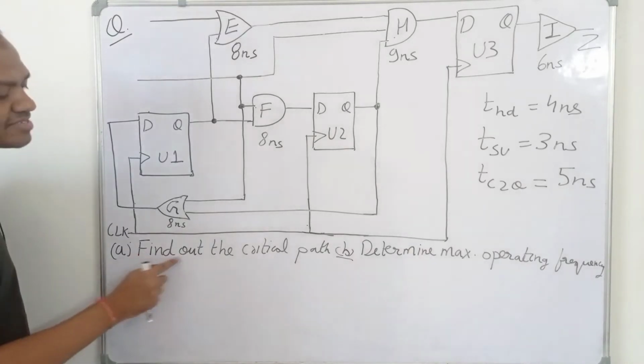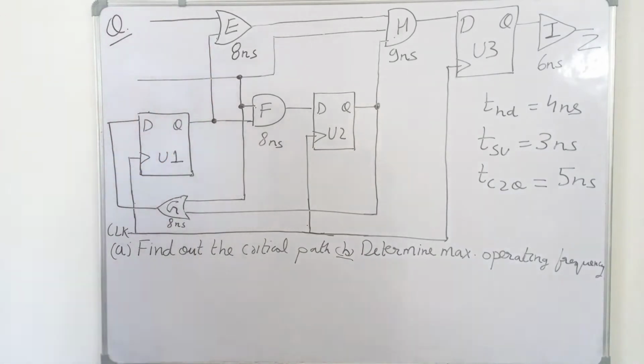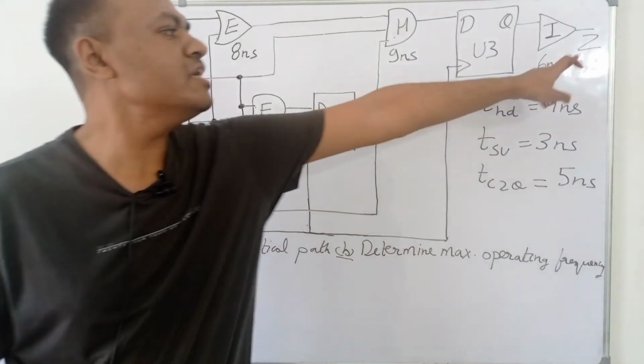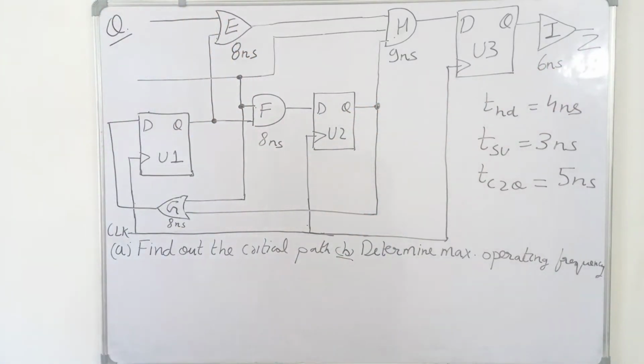Now this question asks us to first find the critical path and then find the maximum operating frequency. Obviously, for finding the maximum operating frequency, we first have to find the critical path. So let's solve this circuit and determine the maximum operating frequency so that the output, which is Z, will be stable. There are actually four paths in this circuit.